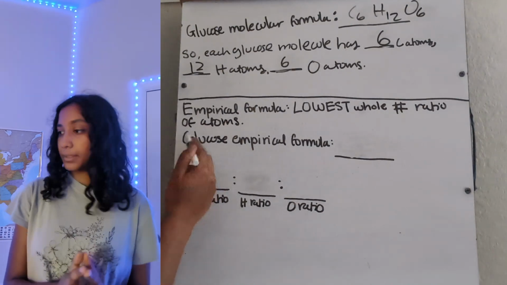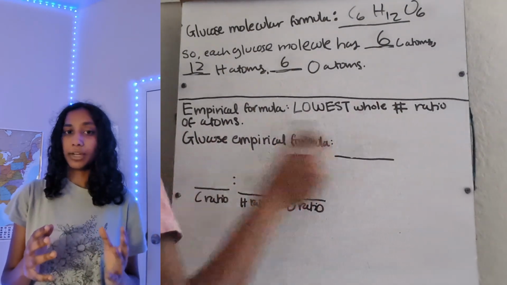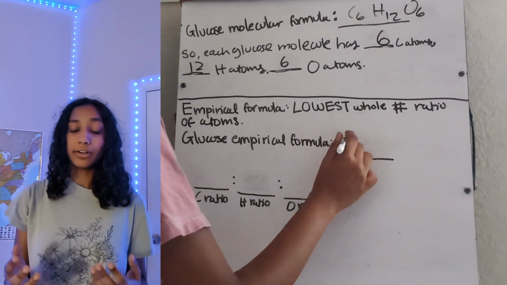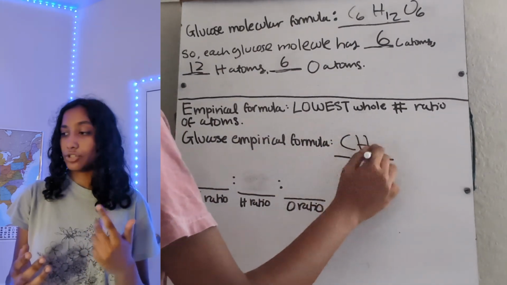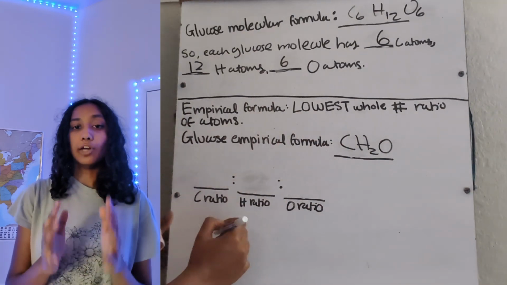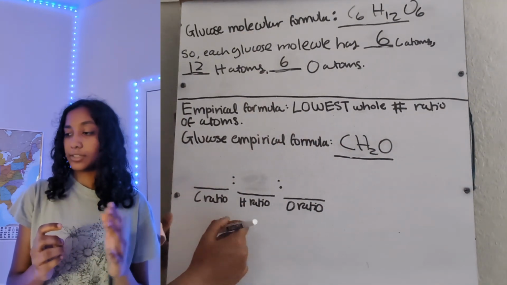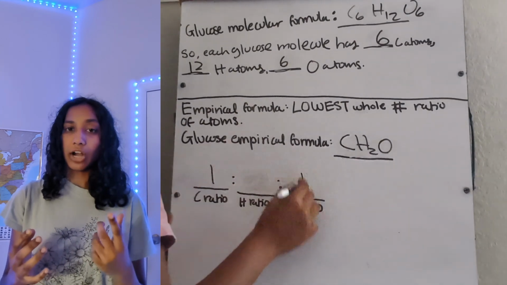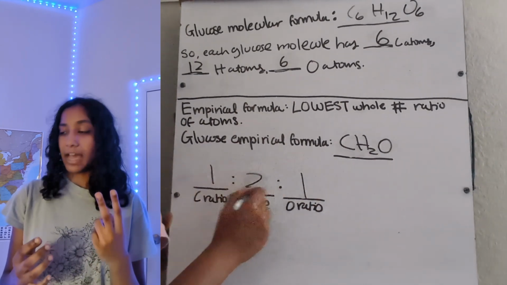An empirical formula gives you the lowest whole number ratio of the different atoms in a molecule. Glucose's empirical formula is CH2O. This is the lowest ratio of the different atoms in glucose, and it tells us that for every atom of carbon or oxygen in glucose, there's 2 atoms of hydrogen.